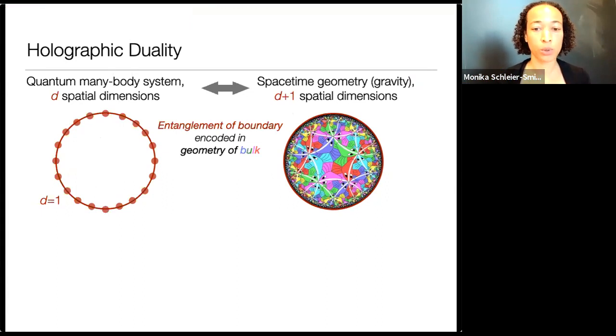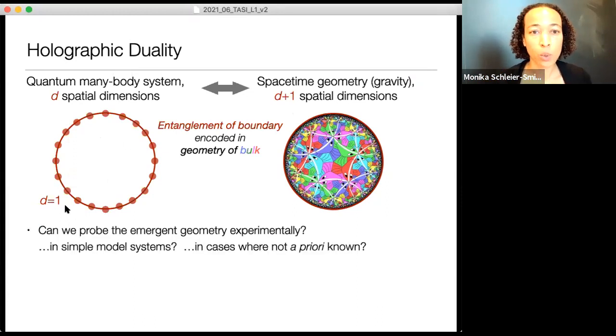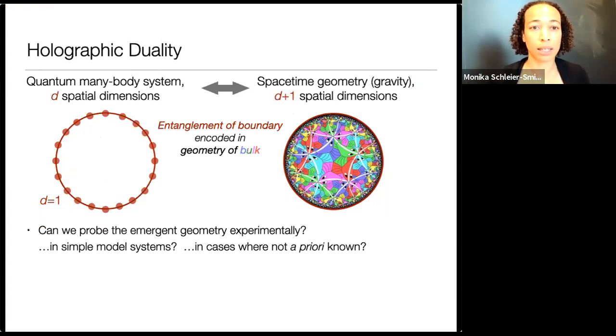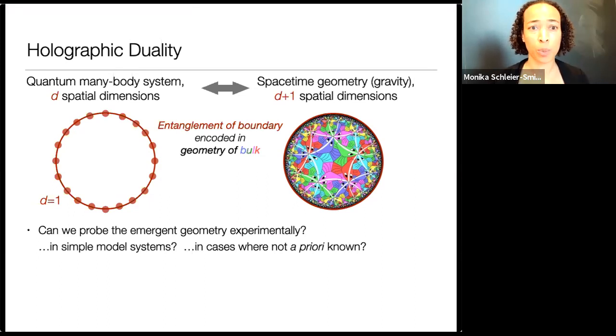right? So that, to me, is a beautiful idea, that there might be cases where there is a geometrical picture or a simpler picture in terms of gravity for understanding this complex interacting quantum system. So when I learned about that, I was curious, is this something that one can study in experiments? We can build quantum systems and probe them in the lab. Is this concept of an emergent holographic bulk geometry something that one could probe experimentally, either in simple model systems, or in cases where it's not known whether there is such a picture, but perhaps you could discover it by probing the system.